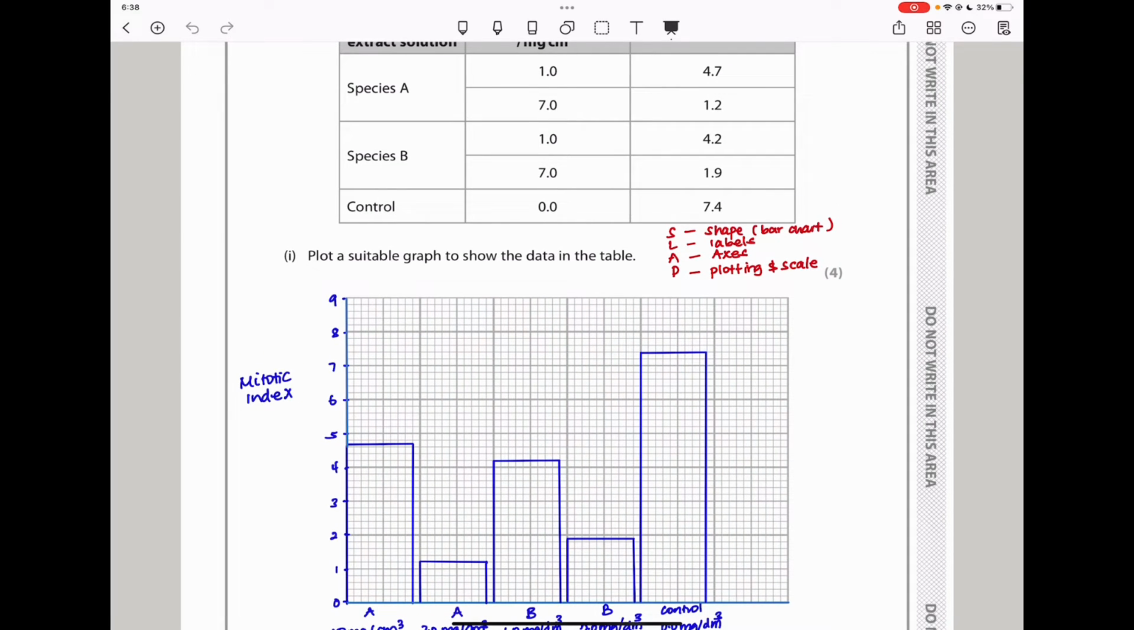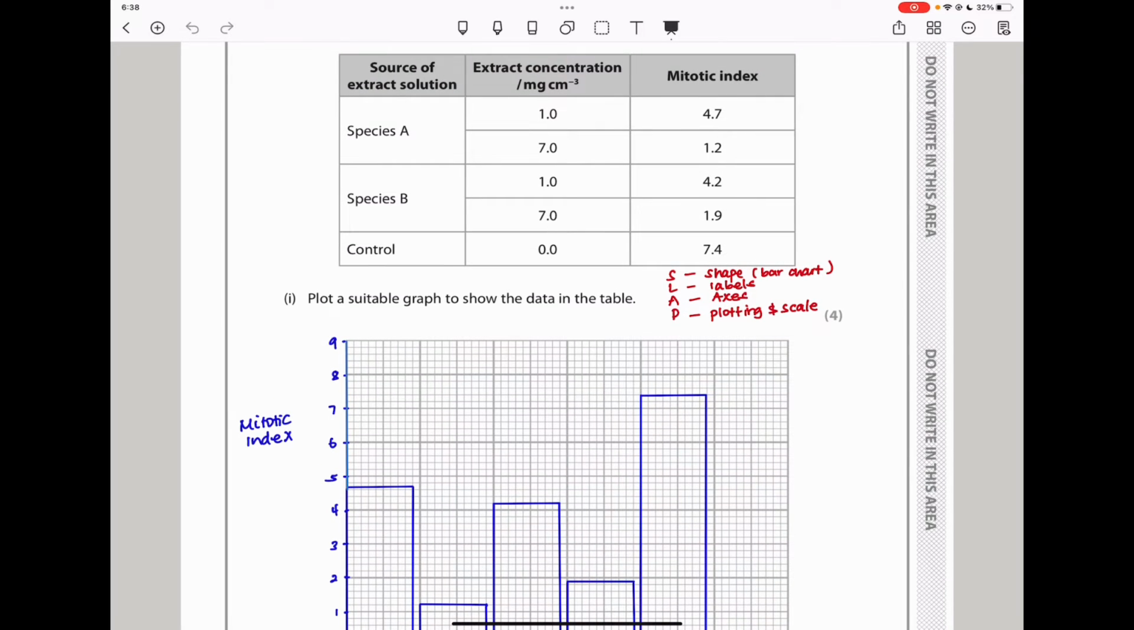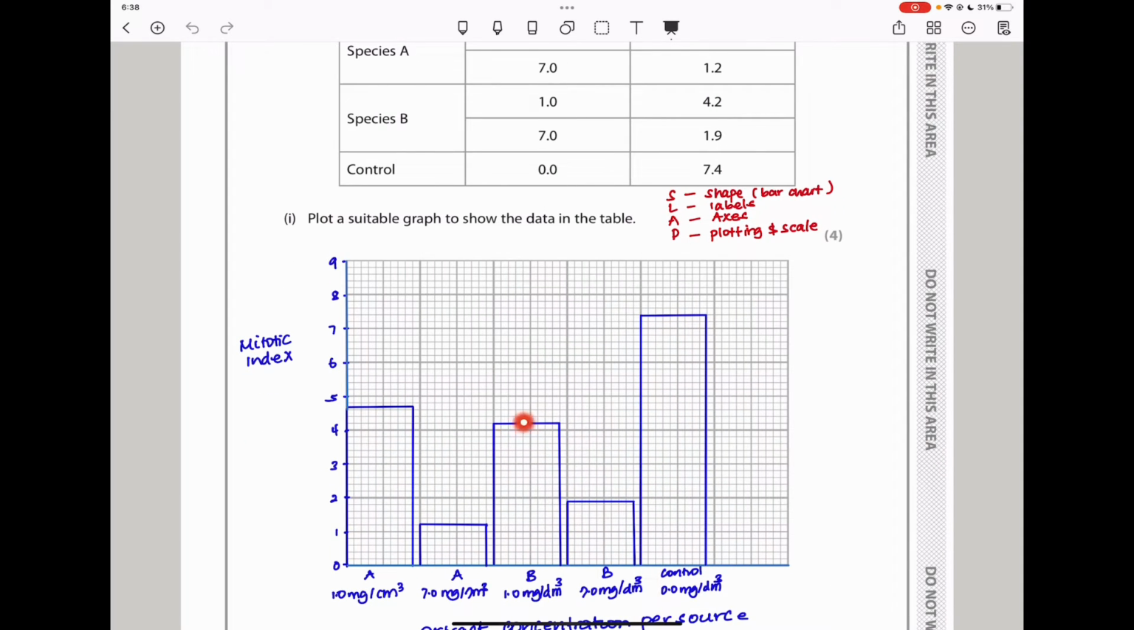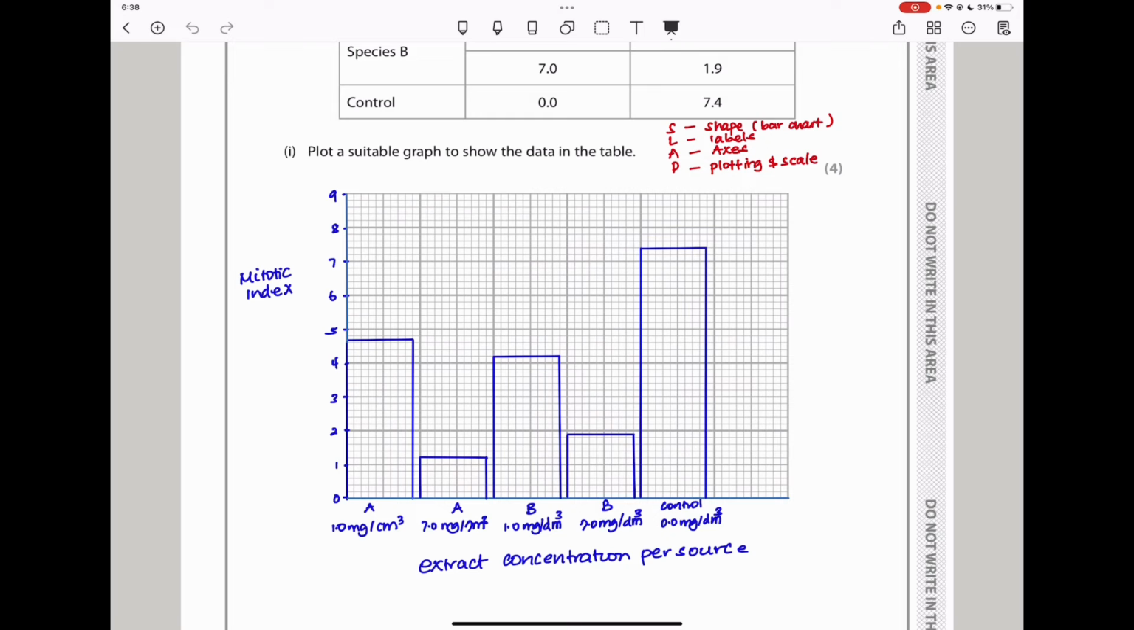Now, they wanted us to plot a graph, so I plotted it as a bar graph. Here it was 4.7, and then down here it's 1.2. This value here is 4.2, then this is 1.9, and finally we had 7.4. If you represent your values as bar graphs, it's going to be easy for you to observe this. So I hope this can be visualized here.